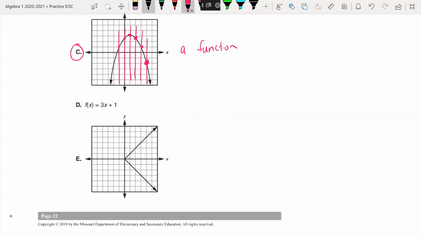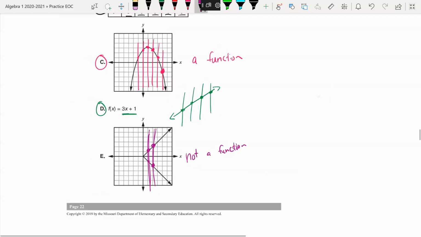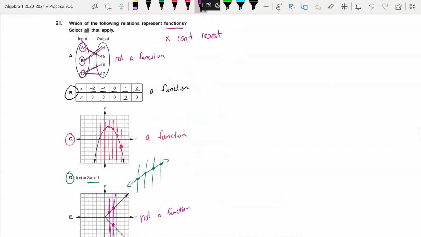Okay, D, if you think about this, this is a y equals mx plus b, so you're going to get a line like this. On y equals mx plus b, if I drew a bunch of vertical lines, they would only hit it at one spot. So D is also a function. E, if I try a bunch of vertical lines, it hits it more than once. So you see how it hits it twice. So that is not a function. So our answer, when it says select all that apply, should have been B, C, and D on number 21.